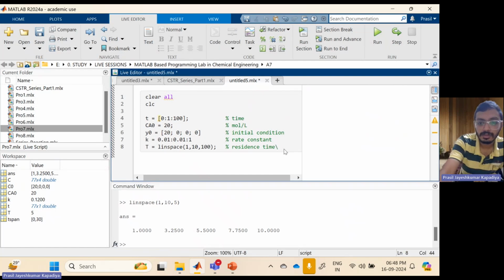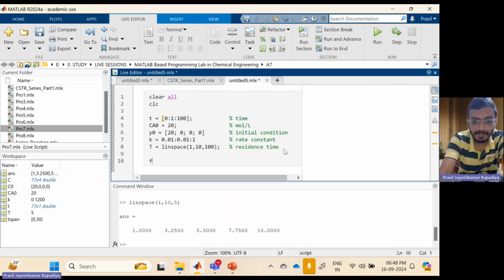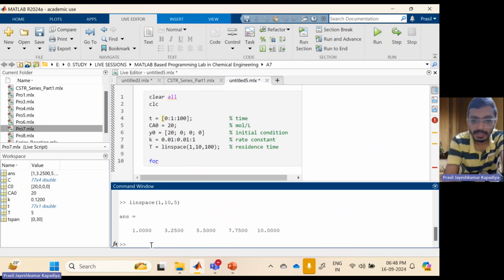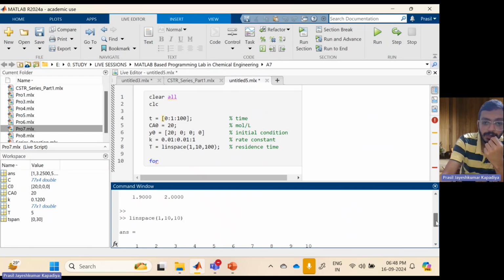So here, let's say 4. Okay, one more thing. Let's say how many points are there? 4, 5 points we know here. But how do we know here that there are 5 points?